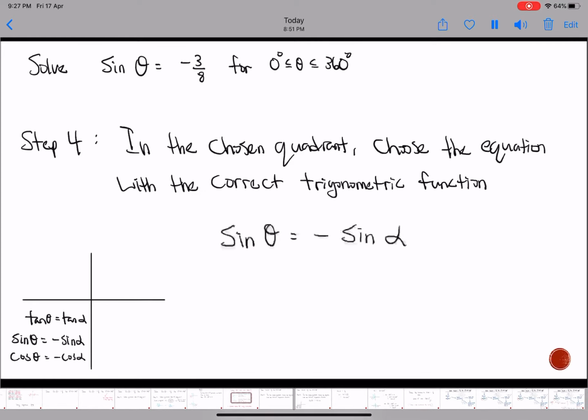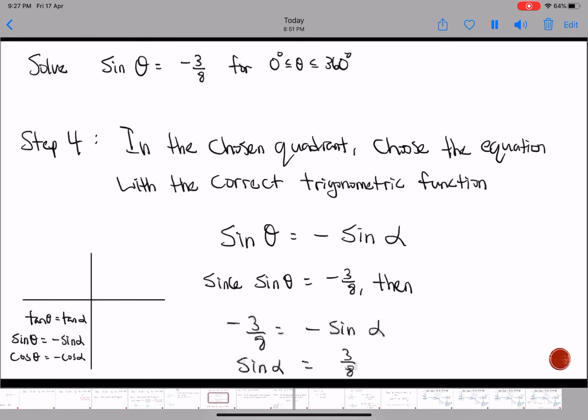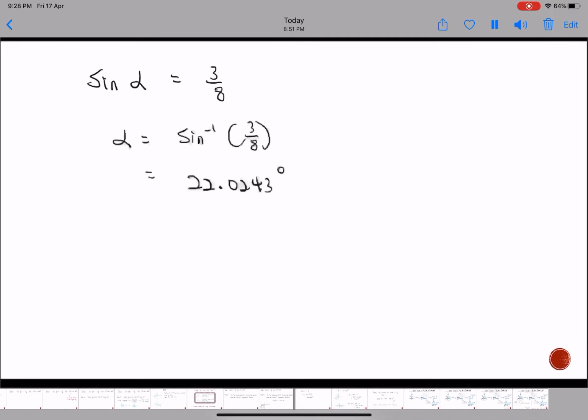If the question says sine, use sine. If the question says cosine, use cosine. Now, we know sine theta is negative 3 over 8. So, replace the sine theta with negative 3 over 8. Both sides have negative, get rid of them. Remember, we have to find alpha first. So now we take sine inverse and we get our alpha. Don't round off. We always round off at the end, not in the middle.